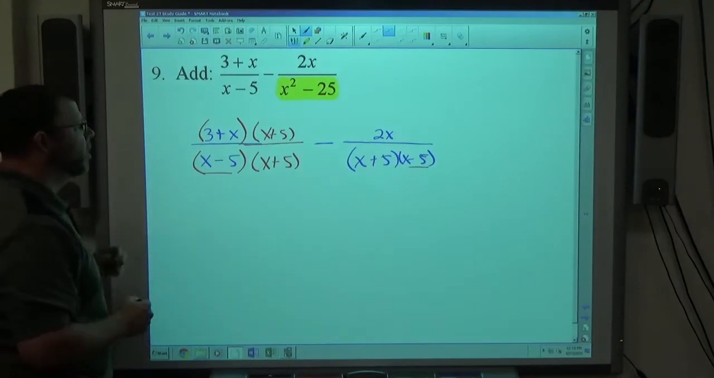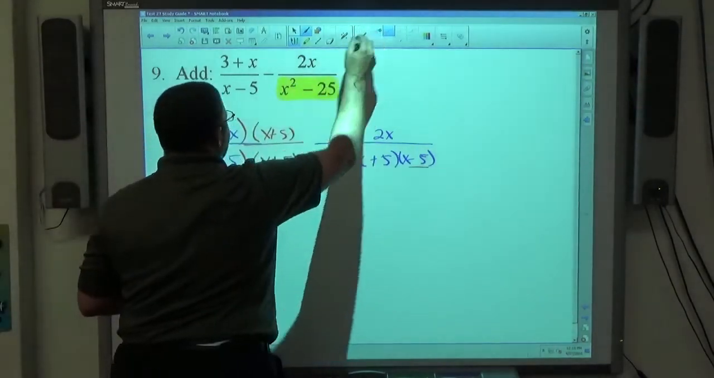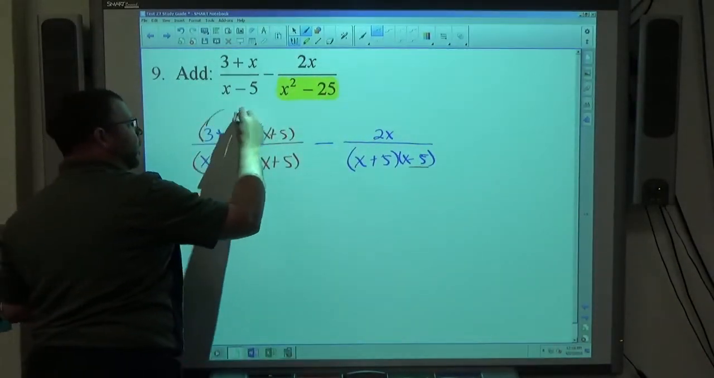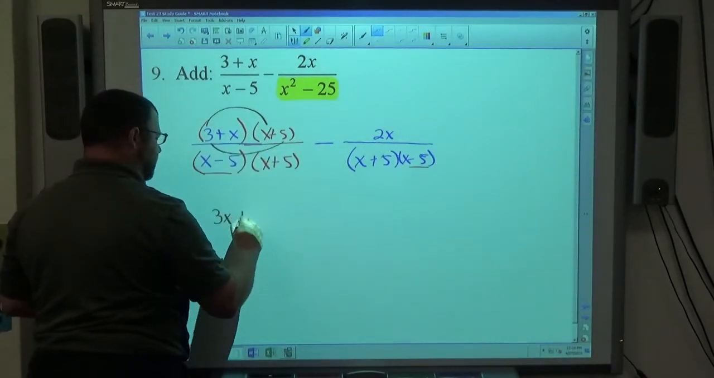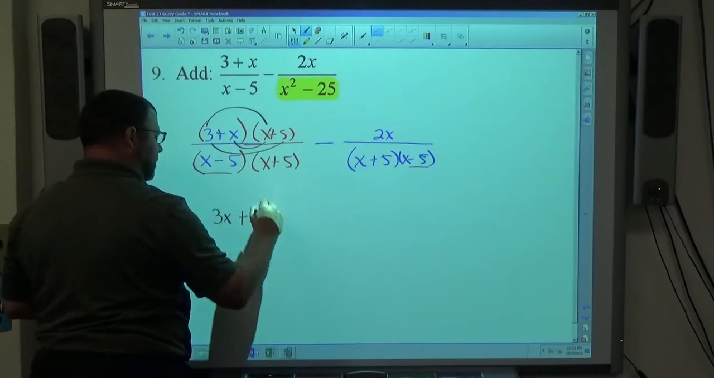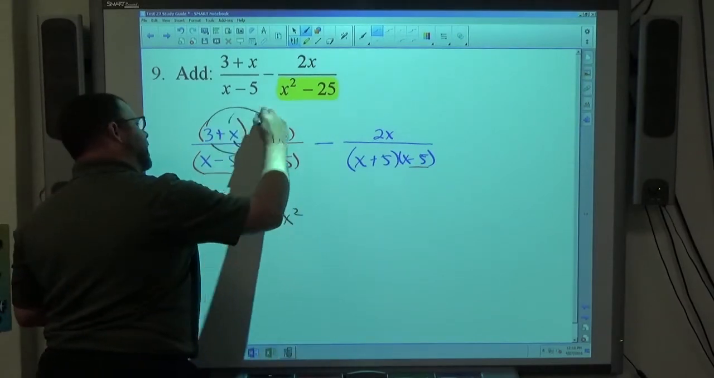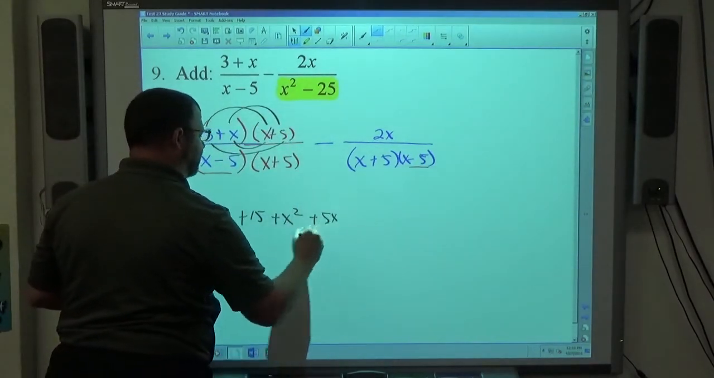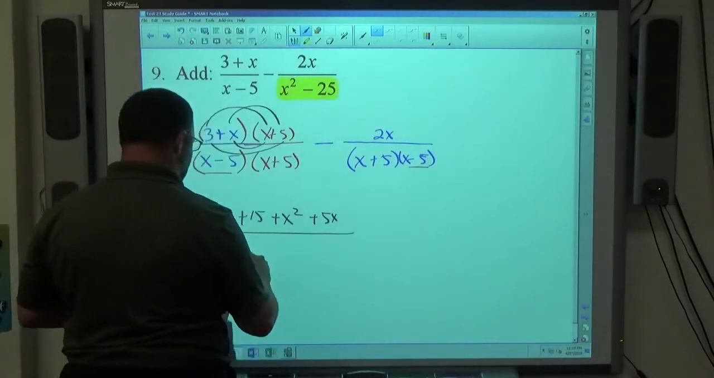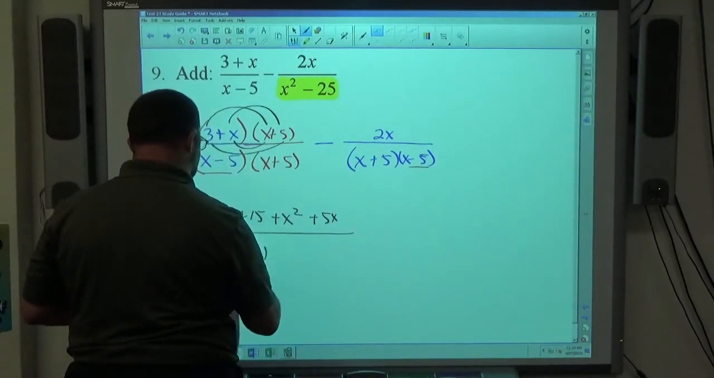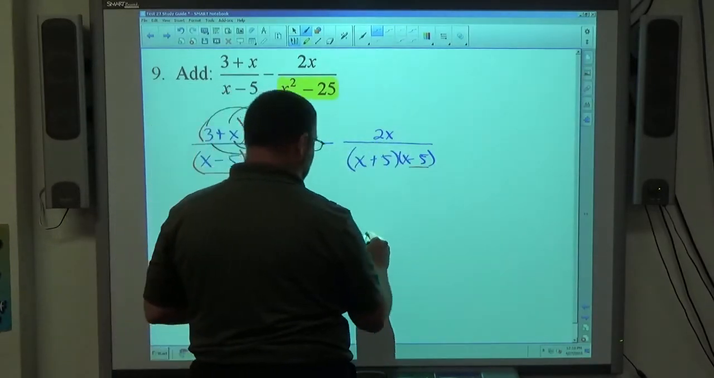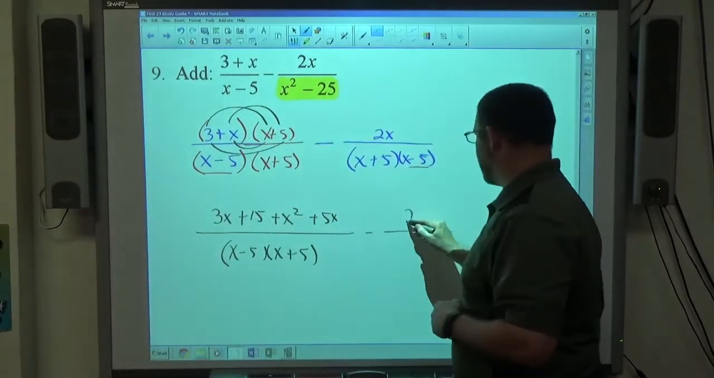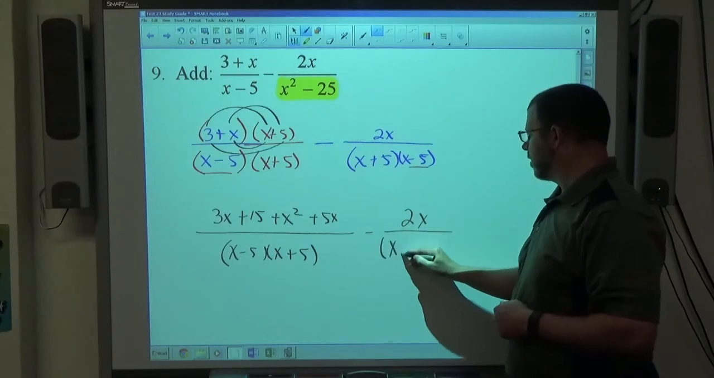So now when I go to multiply the top here, FOIL it: 3 times x is 3x, 3 times 5 is plus 15, x times x is plus x squared, x times 5 is plus 5x. That's still over x minus 5 times x plus 5. And this already had the common denominator, so I didn't change it at all, so it's going to just be minus 2x over x plus 5, x minus 5.